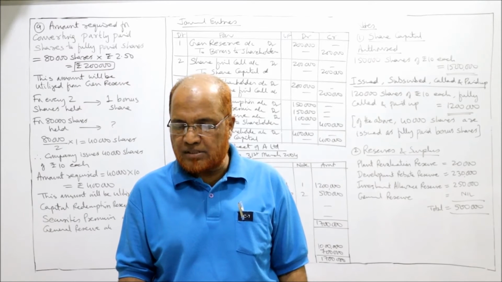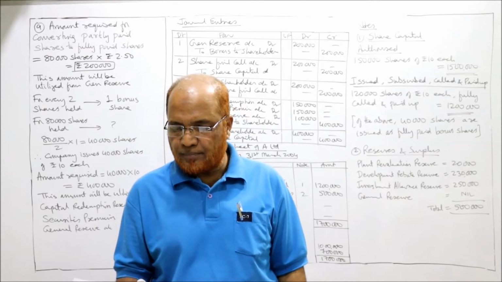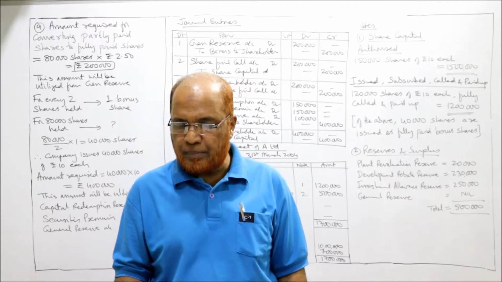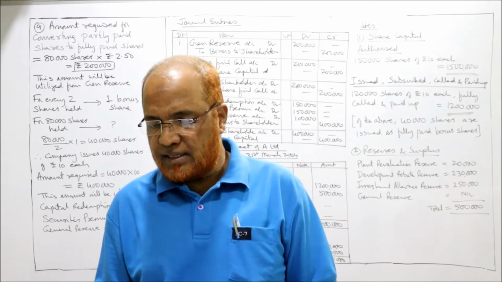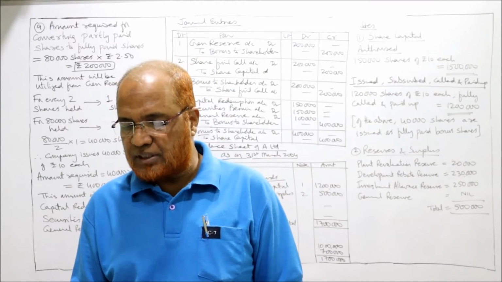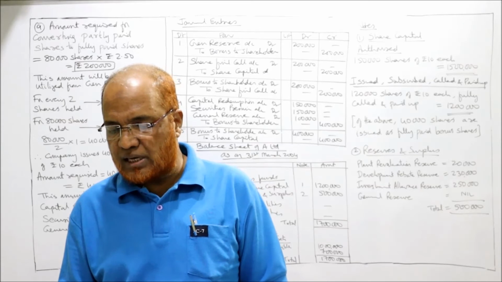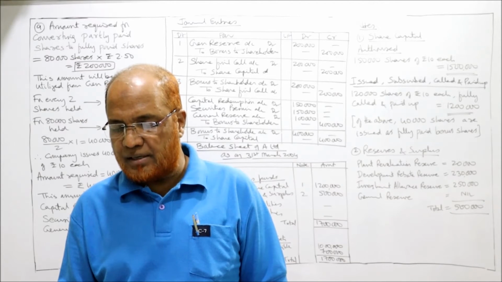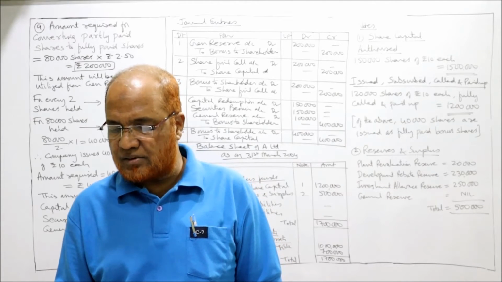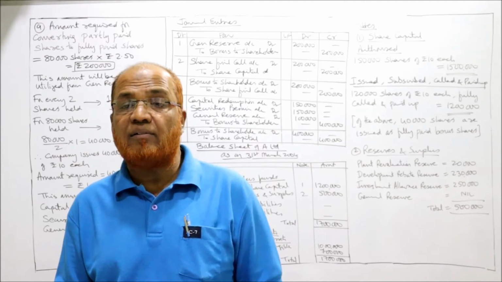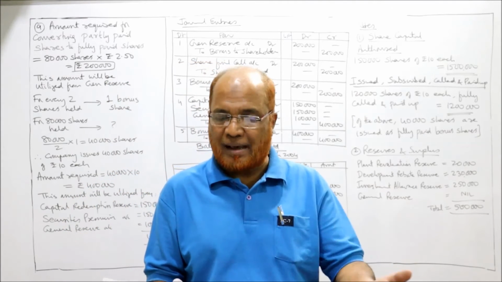Reserves and surplus. What is that? That is not general. Capital redemption reserve 1,50,000. Plant revaluation reserve, securities premium, development rebate reserve, investment allowance reserve, general reserve. So many reserves are there, totally 11 lakh rupees. This is shown in the balance sheet.